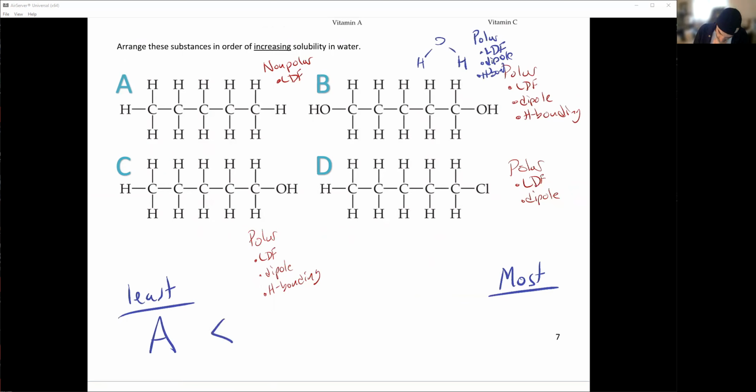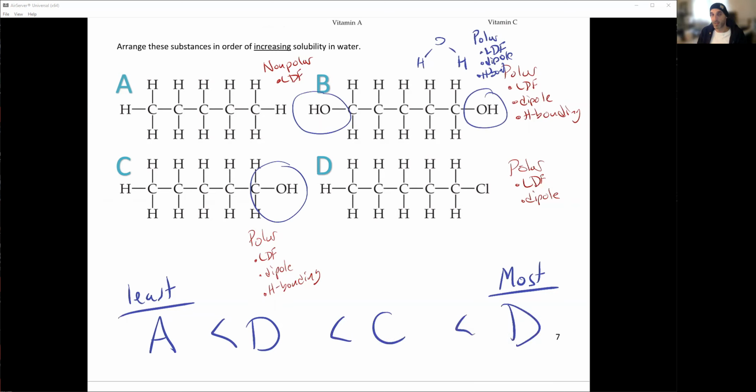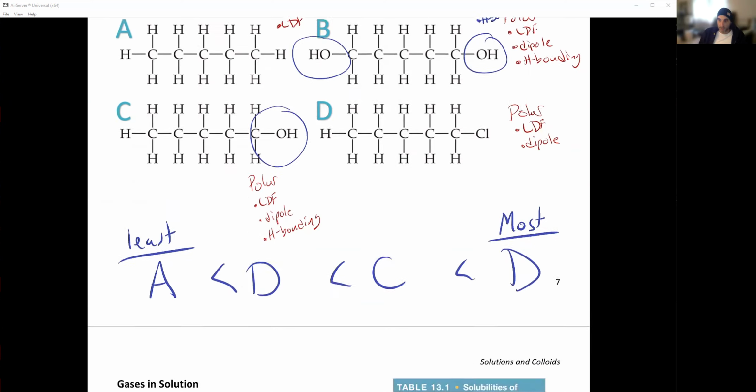D is going to be maybe a little more soluble in water, but because it doesn't have hydrogen bonding, it's going to do less well, I guess. And in terms of the two, B or C, I have one site for hydrogen bonding versus having two sites for hydrogen bonding. That means C followed by D being the most soluble. Again, this just comes down to looking at the forces holding them together.